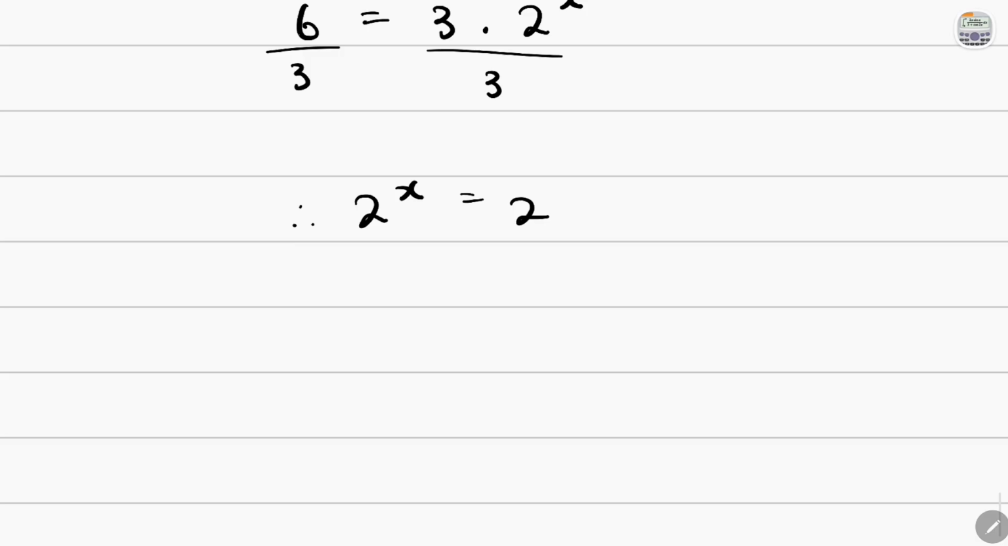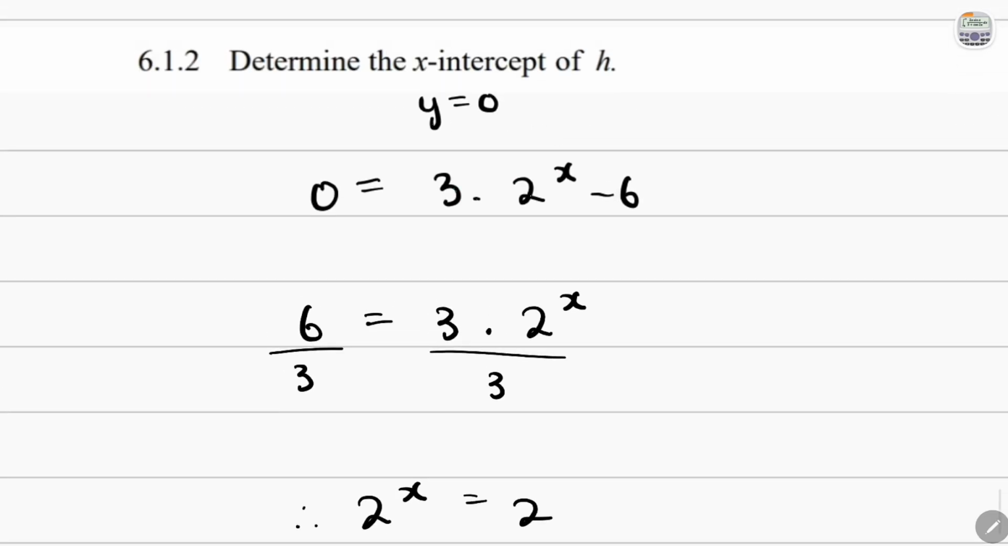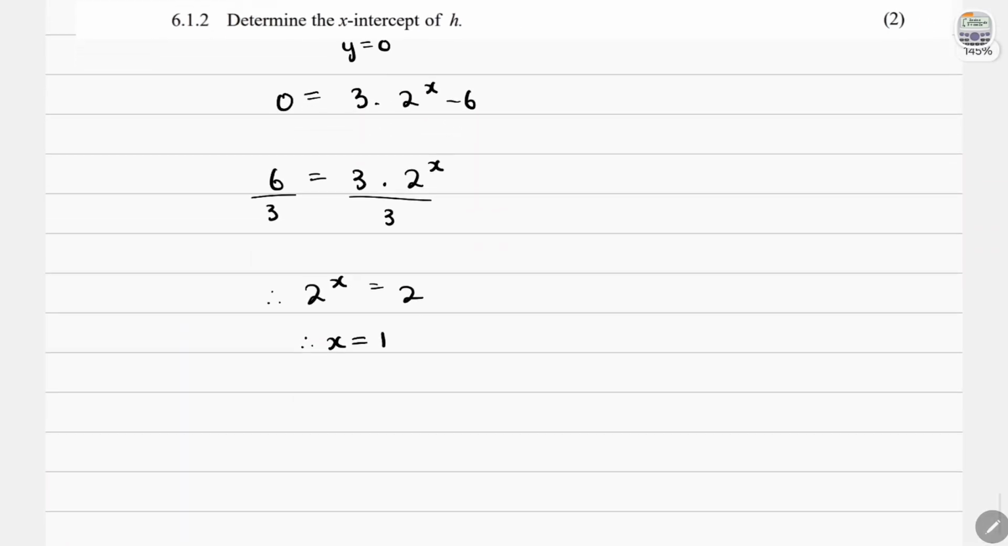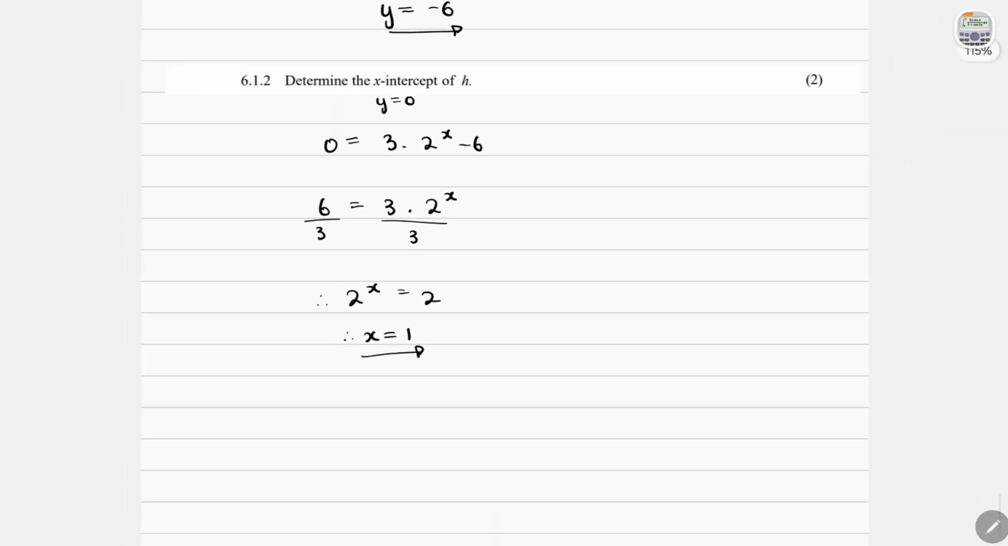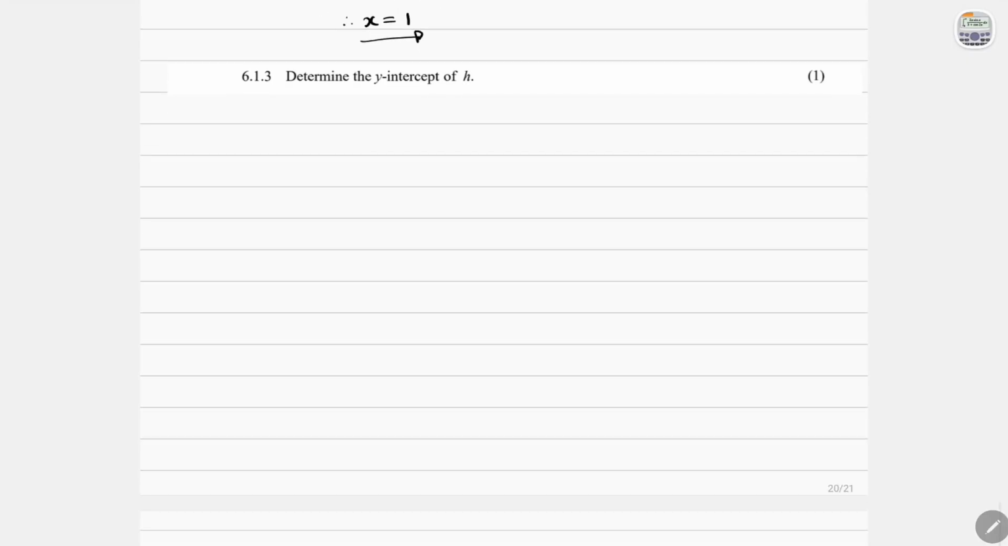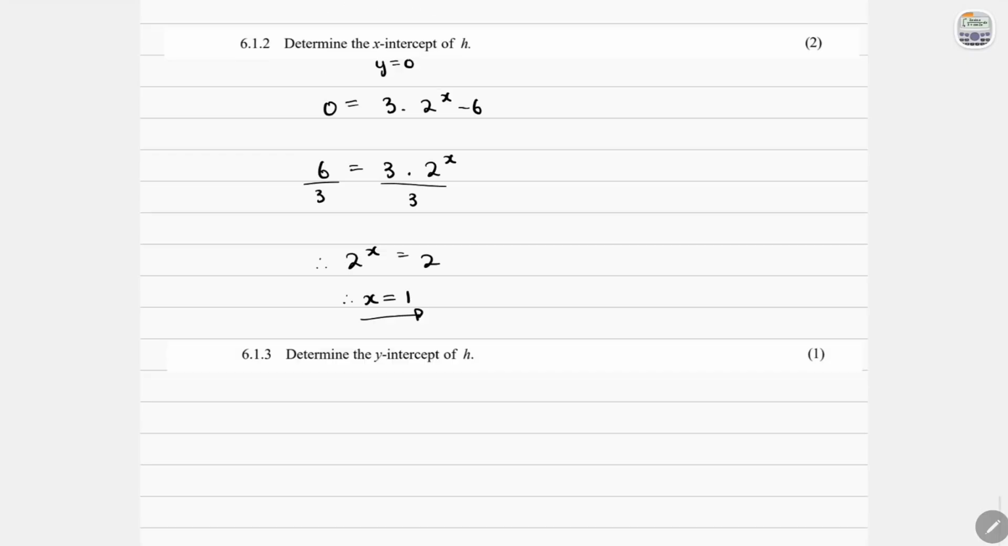To ensure that the equation is true, the left is equal to the right, you have to equate the exponents since the bases are already the same. So x is finally equal to that exponent of 1. So this is our x-intercept. They didn't really say as a coordinate, so you can leave it like that. Moving on to the next question. The next question, 6.1.3, says, determine the y-intercept of h.